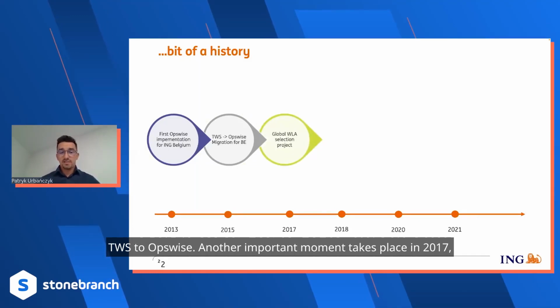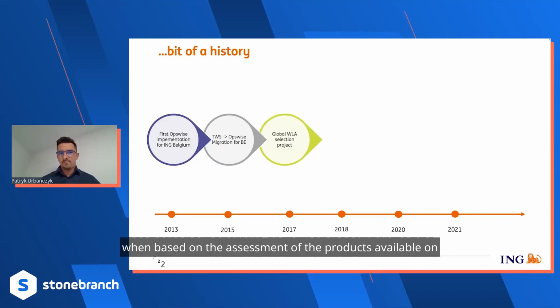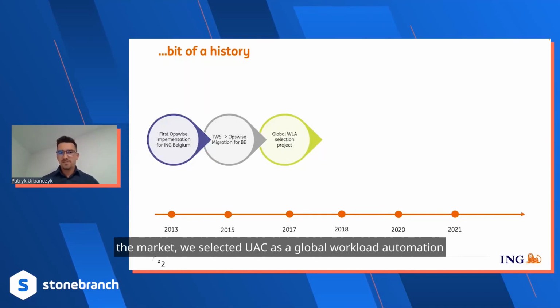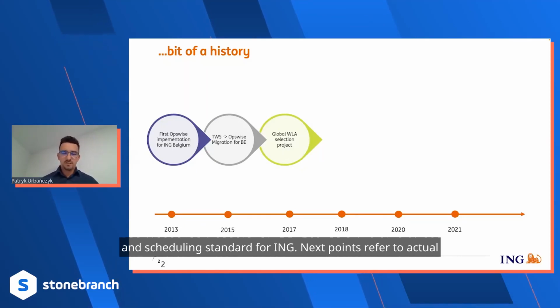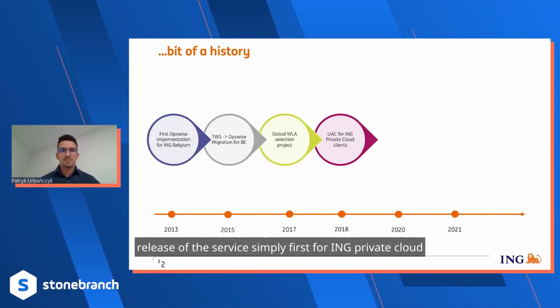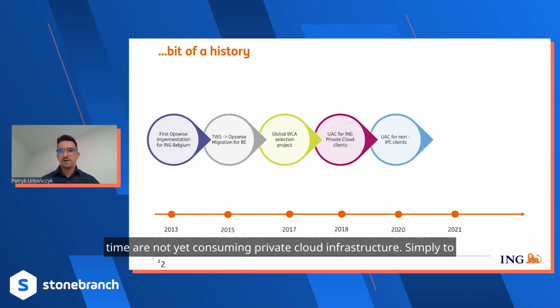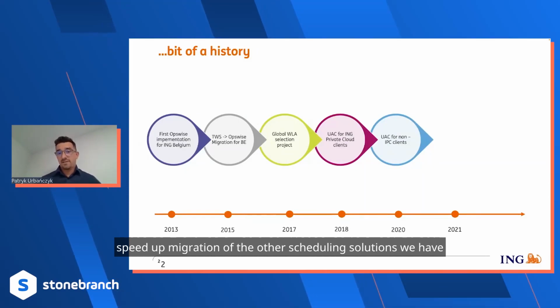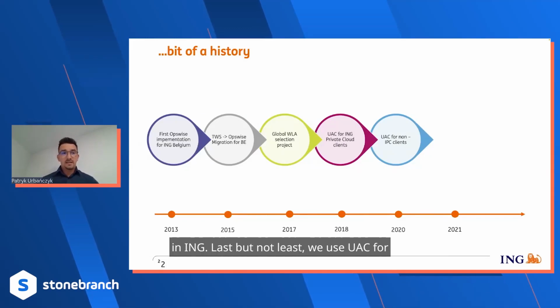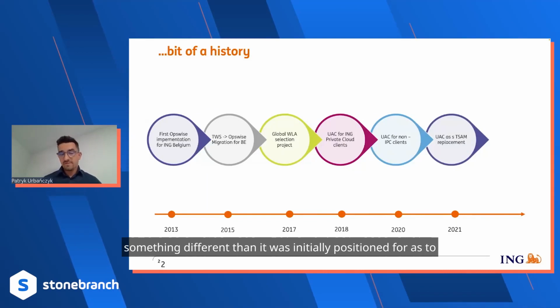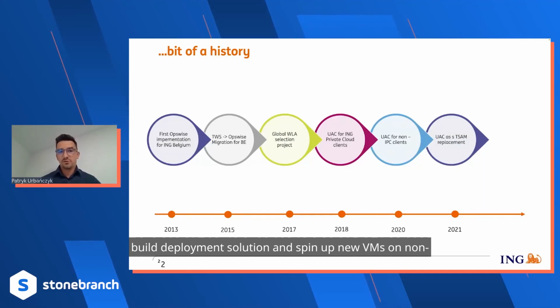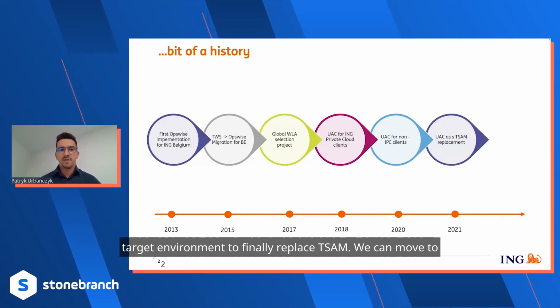Another important moment takes place in 2017, when, based on the assessment of the products available on the market, we selected UAC as the global workload automation and scheduling standard for ING. The next two points refer to the actual release of the service, first for ING private cloud clients and also for those who at this point in time are not yet consuming private cloud infrastructure, simply to speed up migration of the other scheduling solutions we have in ING. And last but not least, we use UAC for something different than it was initially positioned for, as to build a deployment solution and spin up new VMs on non-target environment to finally replace TASM.